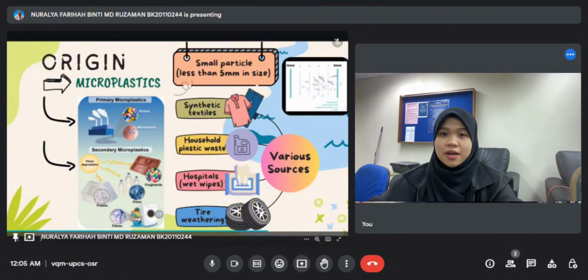Primary microplastic are intentionally made, like plastic pellets used in manufacturing, and microbeads found in personal care products. Secondary microplastic are formed when larger plastic items like bottles and packaging degrade through photodegradation and fragment over time. They come from sources like synthetic textile, household plastic waste, hospital things such as wipes, and tire weathering.